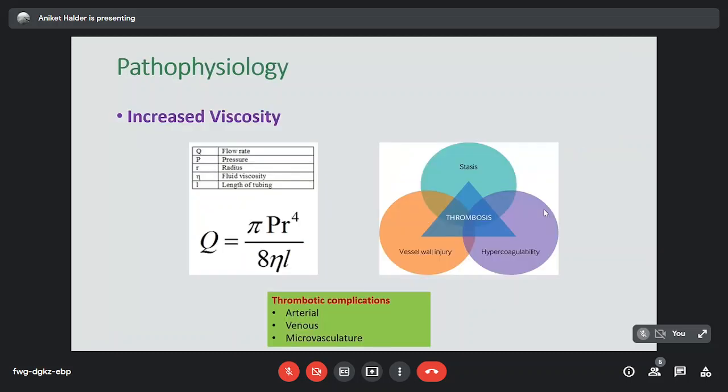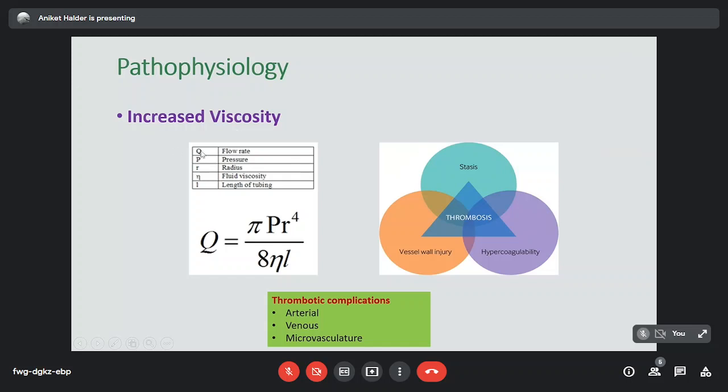So, what is the pathophysiology or mechanism of the different derailments that we see in Polycythemia vera? The main problem with Polycythemia vera is the increase in number of circulating red cells. So an increase in number of circulating red cells will increase the viscosity of blood.